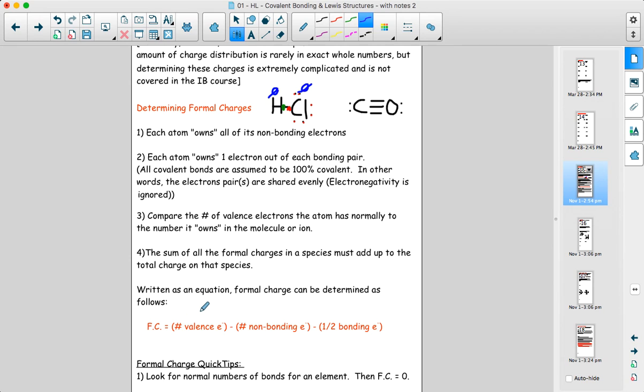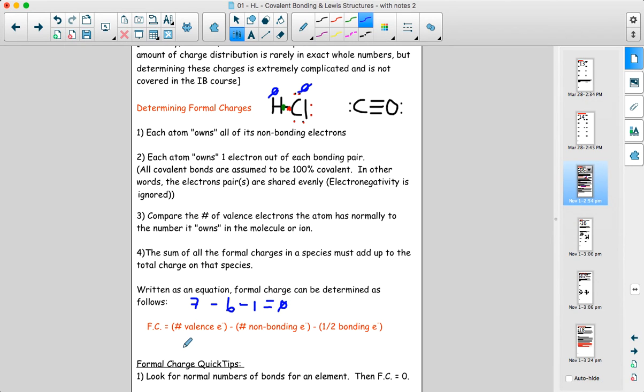If we wanted to do it as an equation, I really think this is more complicated than the other method, but I'll do it as an example. Chlorine's number of valence electrons is 7. It had 6 non-bonding electrons, and it was sharing 2 bonding electrons. So half of its bonding electrons belong to it. So minus another 1, and that gives it a formal charge of 0.